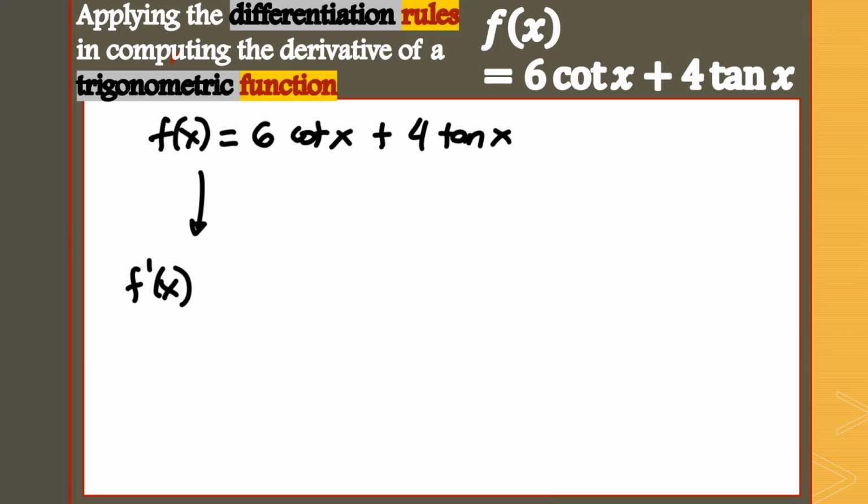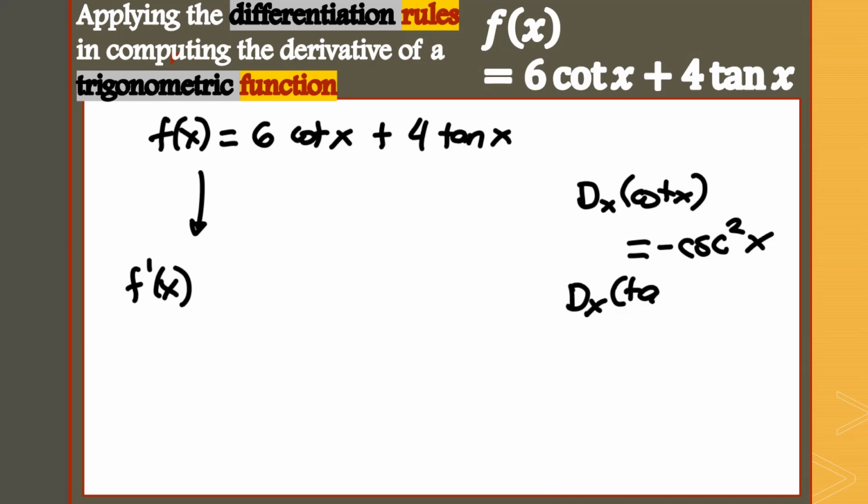But first, let's remind ourselves of the derivative of cotangent x being negative cosecant squared x, and the derivative of tangent x being positive secant squared x. So with that, we are guided on what would be the appropriate differentiation for cotangent and tangent.